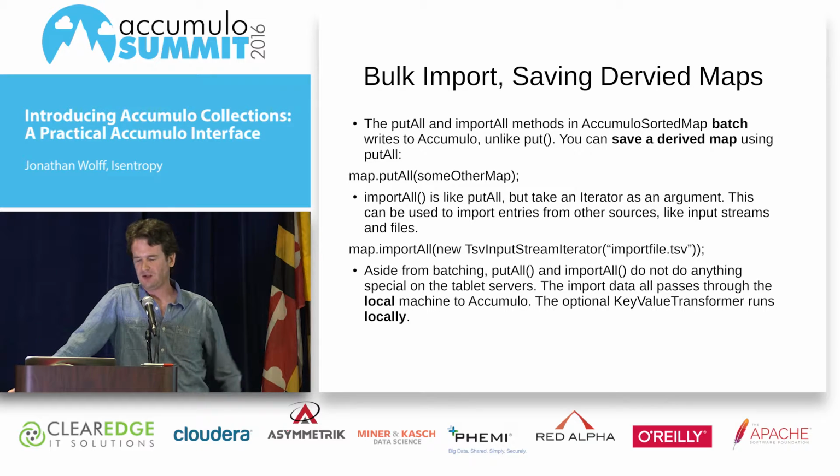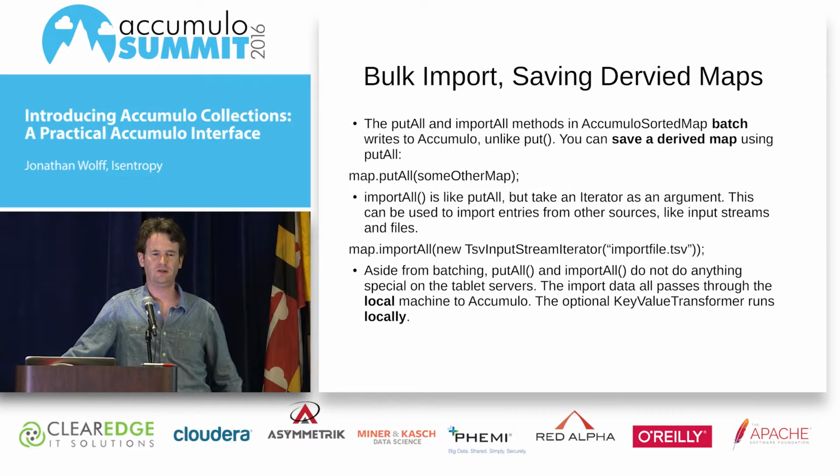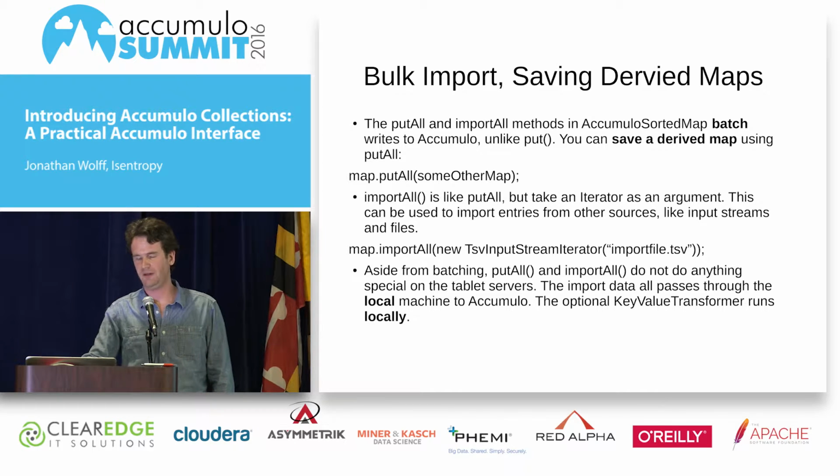Okay, and I mentioned earlier you can also save derived maps, right? So there are features to batch put calls to the map. Each put is rather expensive because if you call a put, it's going to flush the mutations to the map immediately. So as you all probably know, if you use the batch writer and you write a bunch of things and then flush, you save a lot in terms of performance, in terms of time. So the put all feature, which is actually part of SortedMap, if you put another map, that will write it in batch. And similarly, the import all method is similar to put all, except it runs over an iterator.